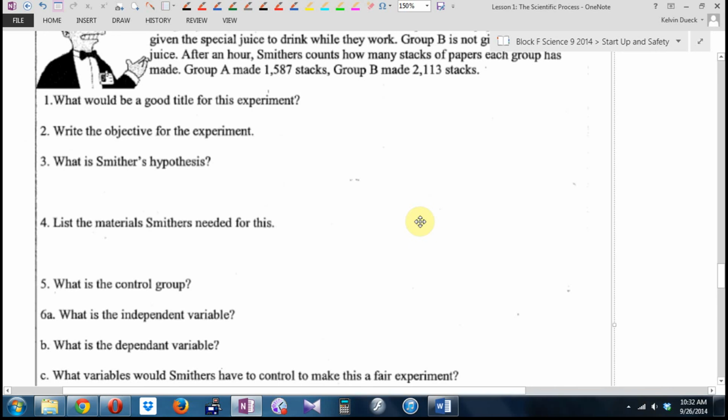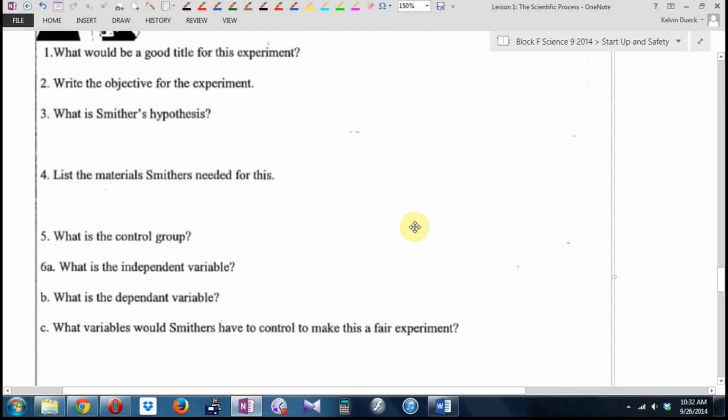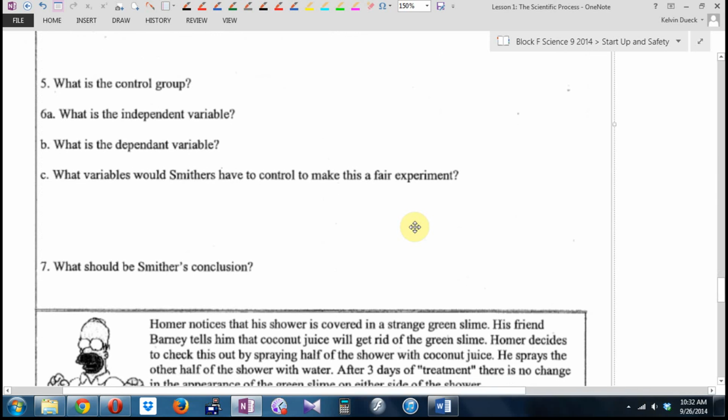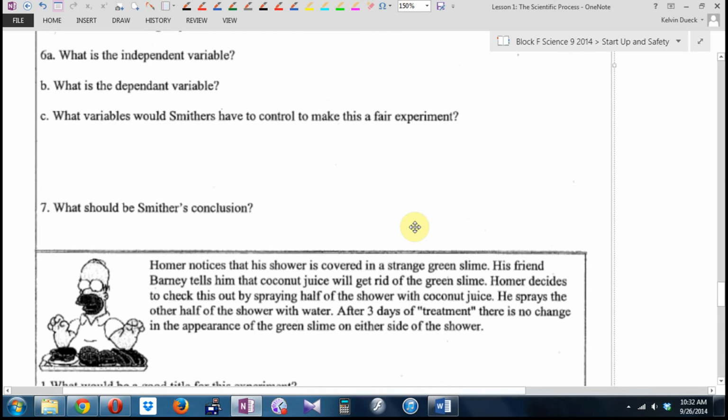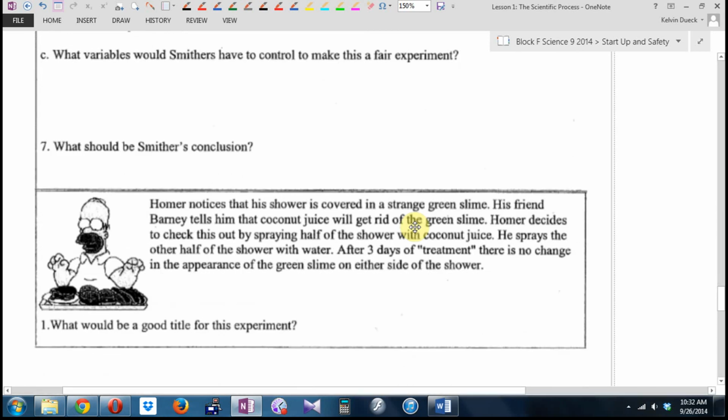List what you think some of the materials you would need are. Again, I'm not marking this right or wrong, which is why this time I haven't attached an answer key. What's the control group? What's the independent variable? What's the dependent variable? And are there any other variables that you think Smithers would have to control to make this a fair experiment? And based on the data, what should Smithers' conclusion be?